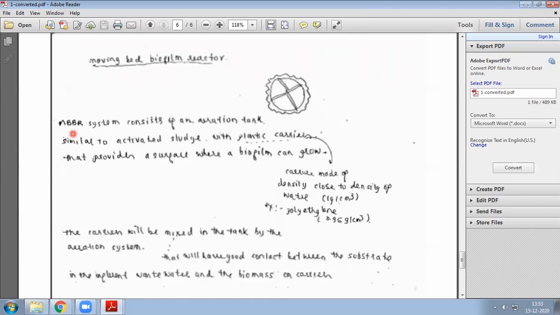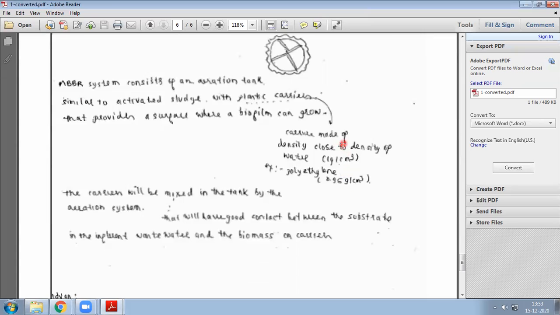Okay, so what is that? I will try to tell you now. The MBBR system we call the moving bed biofilm reactor. It consists of an aeration tank similar to activated sludge, with plastic carriers that provide a surface where biofilm can grow. So it's a plastic carrier aeration tank, similar to an aeration tank. It will provide a biofilm surface where it can grow. The carriers are made with a density close to the density of water. So these plastic carriers are made with the same density as the water, so the density is equal there.